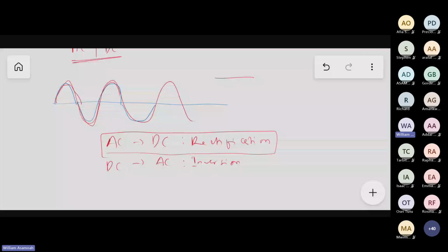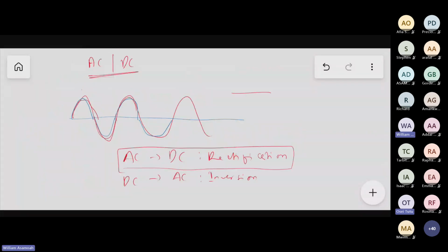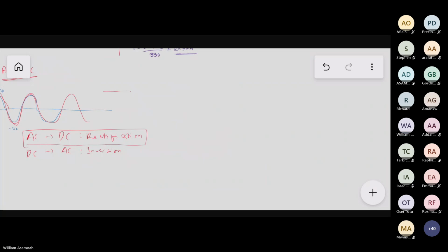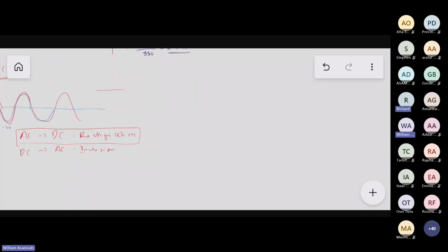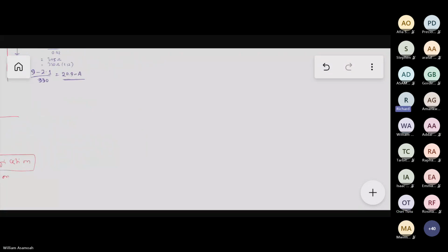So how do we design rectifier circuits? There are 2 types of rectifier circuits. We have the half wave and the full wave. Look at something here. You see that over here, the voltage is positive. And over here, the voltage is negative. So look at what happens. Let's connect a diode this way and see what happens.